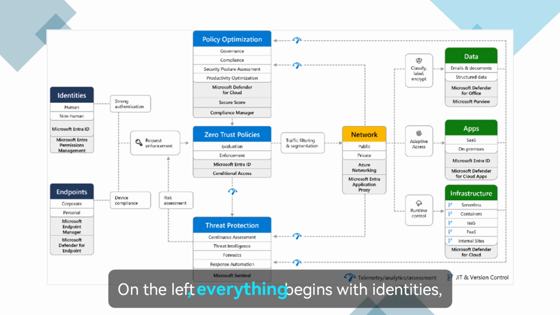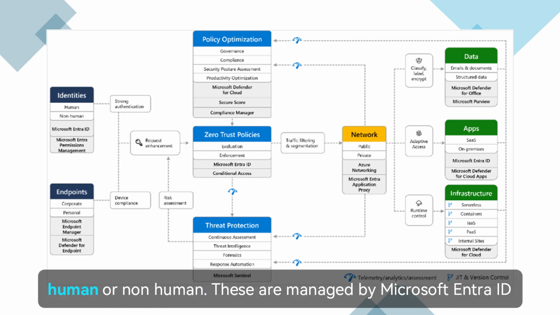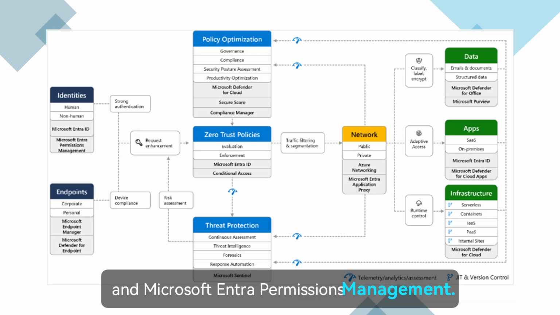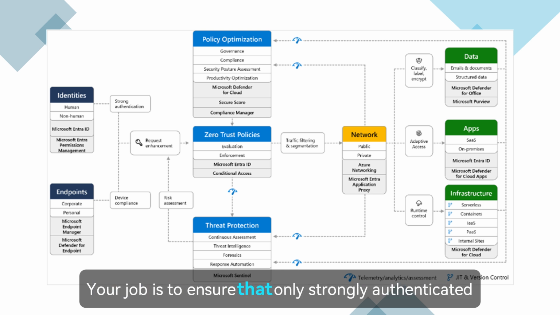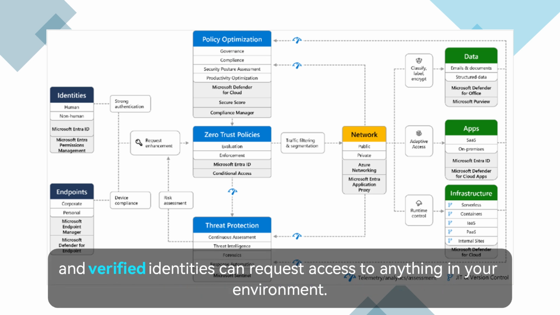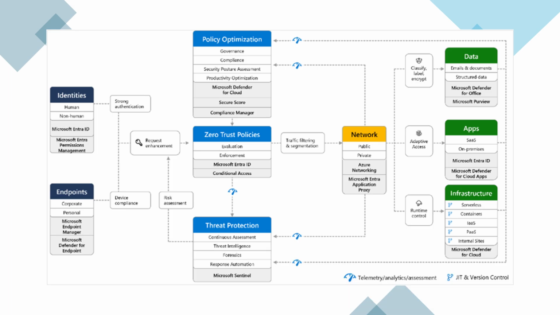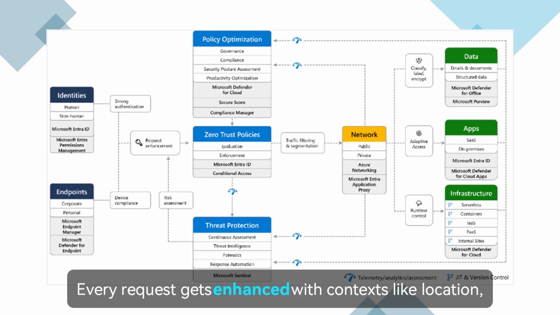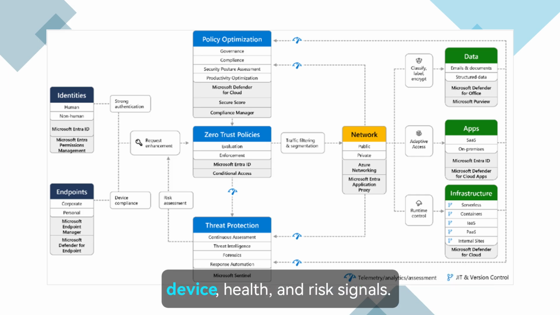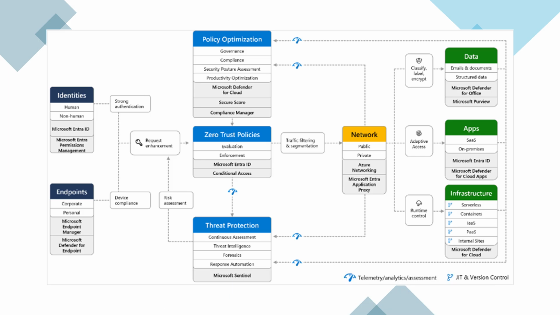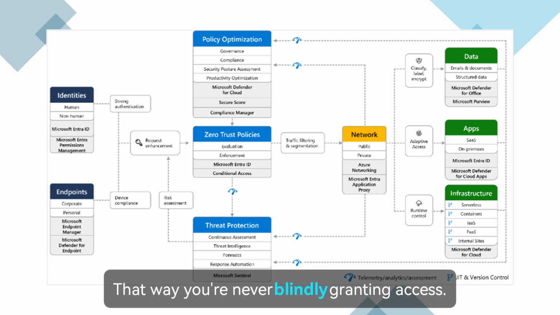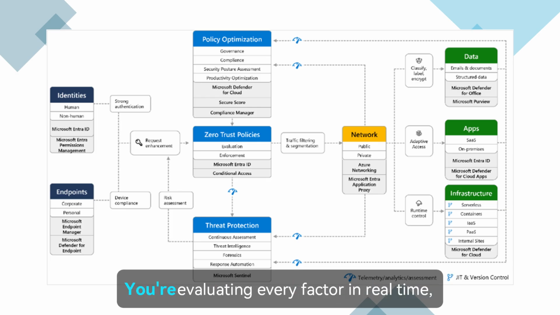On the left, everything begins with identities, human or non-human. These are managed by Microsoft Entra ID and Microsoft Entra Permissions Management. Your job is to ensure that only strongly authenticated and verified identities can request access to anything in your environment. Every request gets enhanced with context like location, device health, and risk signals. That way, you're never blindly granting access. You're evaluating every factor in real time.